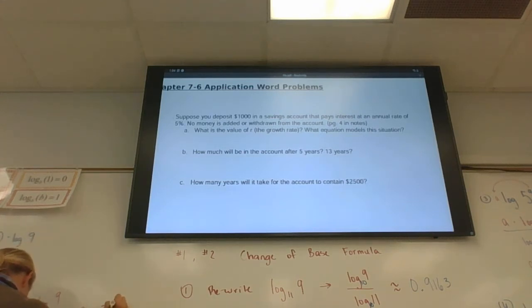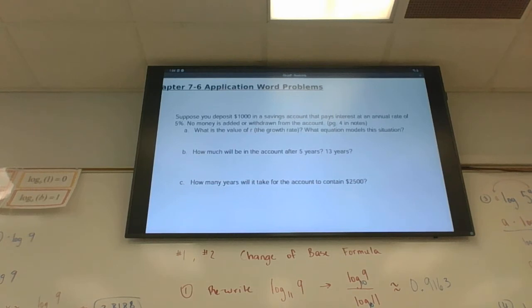I dropped a 2 in this problem, Amanda. Thank you. Suppose you deposit $1,000 in a savings account that pays interest at an annual rate of 5%. No money is added or withdrawn from the account. What is the value of the growth rate? And what equation models the situation? Write your growth equation.